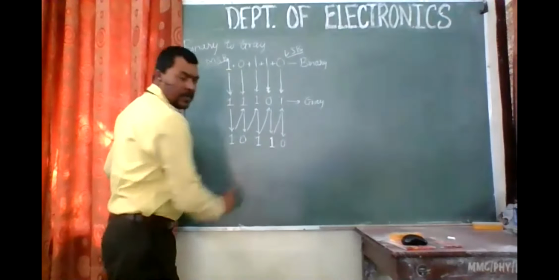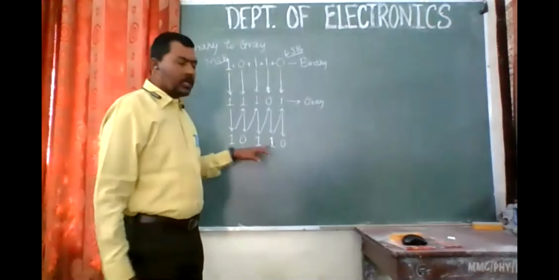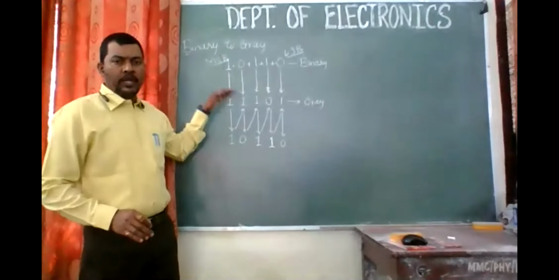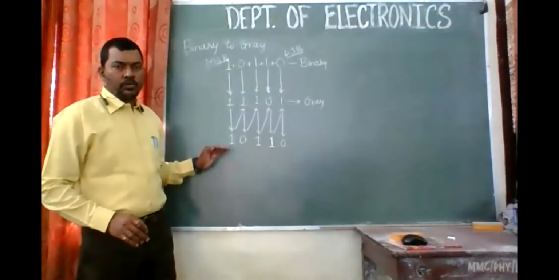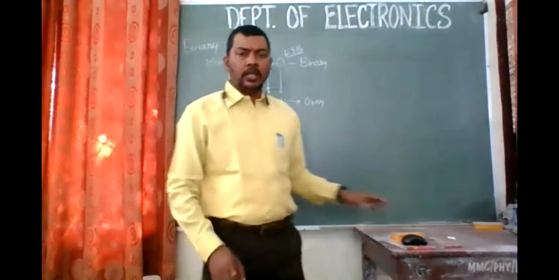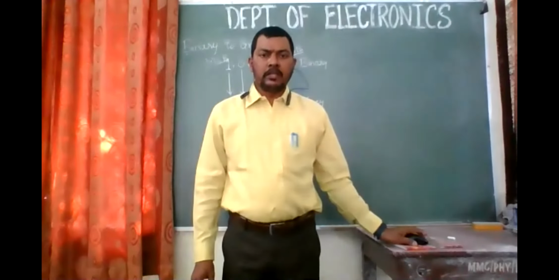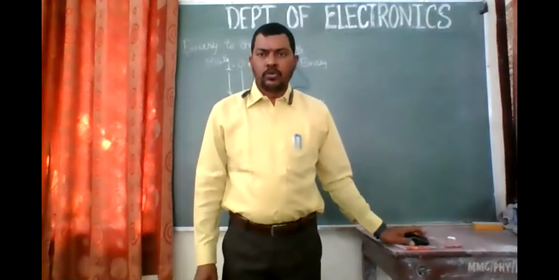10110. So I am using the same bits, 10110. This is how you are going to convert a binary number to gray and a gray number to its equivalent. If you have any other example on that, just share with me. We'll be trying that on the board.